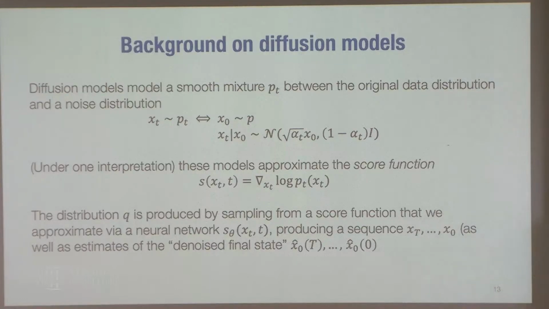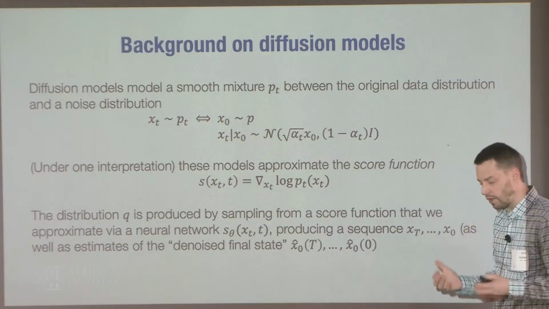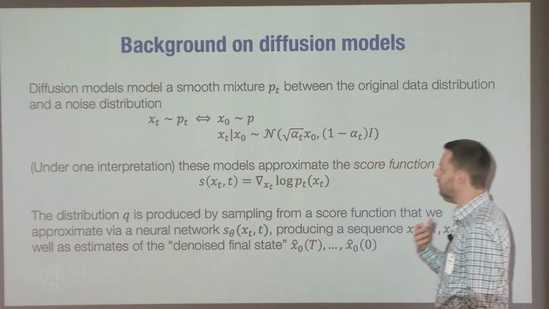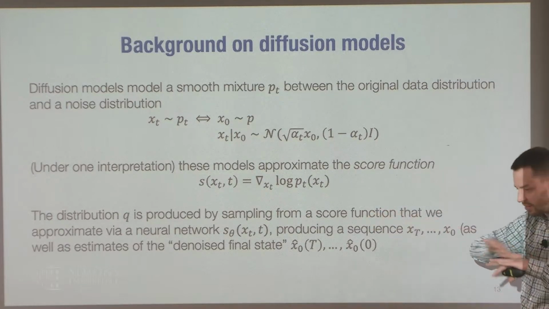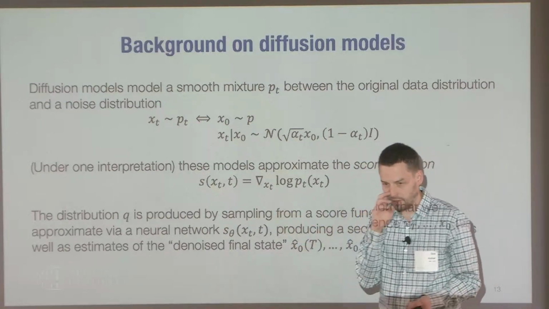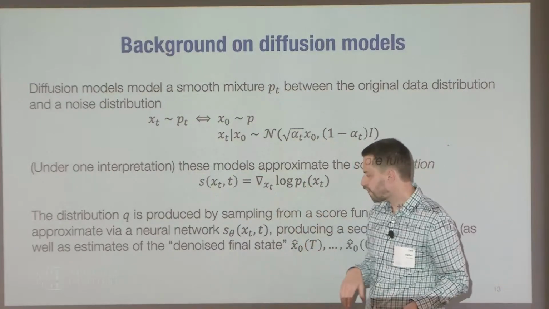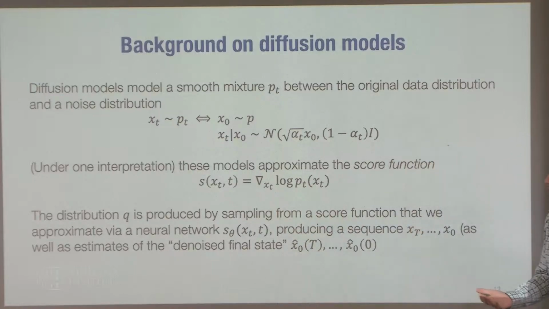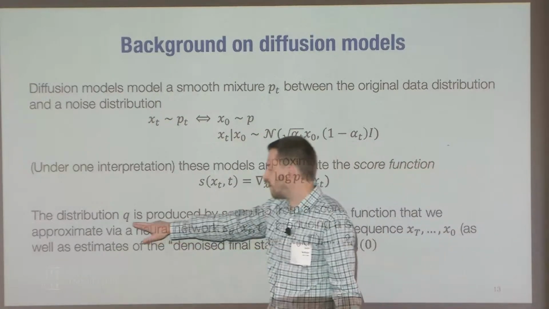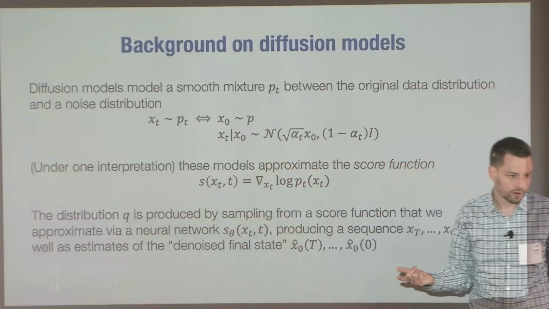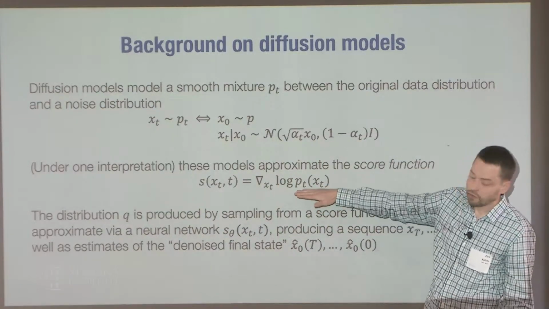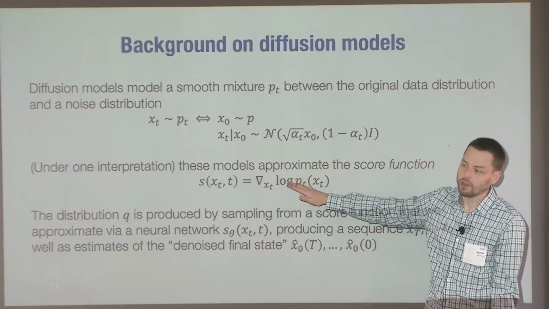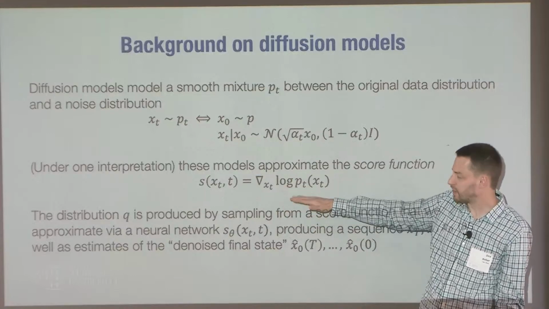What these models do, at least under one interpretation, and there are lots of interpretations of how diffusion models work, is approximate the score function at every point along this smooth noise-interpolated distribution. The score function is just the gradient of the log of the distribution there. We model our distribution q by approximating the score function using a neural network, since we don't know the true score function. Arguably, sometimes this is easier to model than the density. And if you have this, you can have a process with Langevin dynamics that draws samples from it.